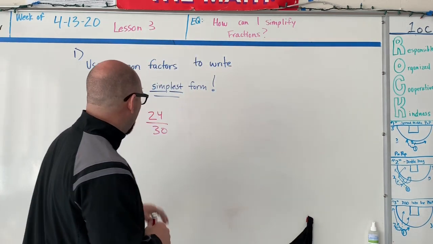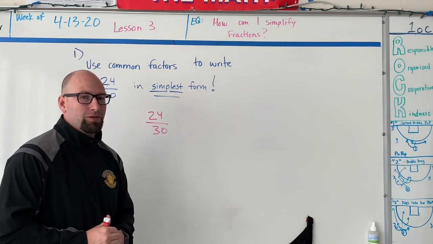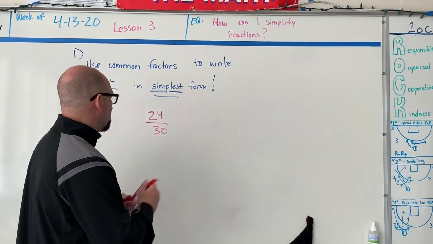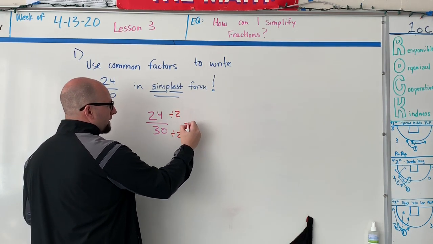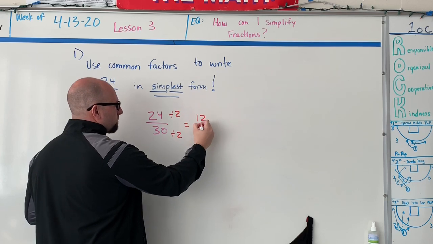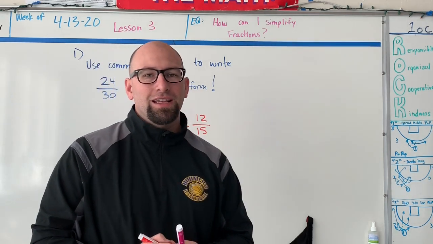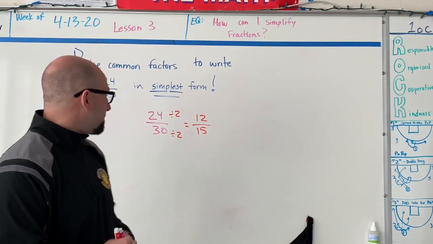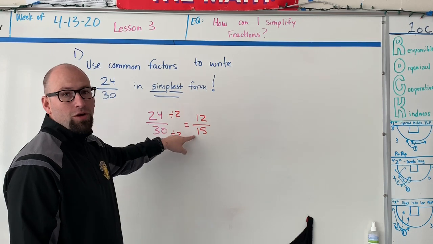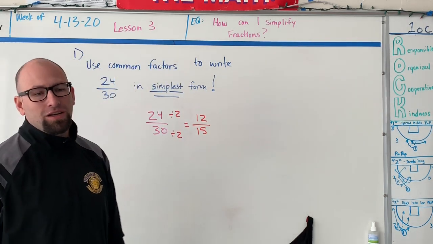So right now off the bat, I can see I can divide this by 2 because these are 2 even numbers. So what we'll do is we'll start off just by dividing each side by 2. So it's going to get us 12 over 15. Now my question after that is, can I divide the numerator and the denominator by 2 again? And the answer is yes on the numerator, but no on the denominator because you can't divide that by 2. 15 is an odd number.